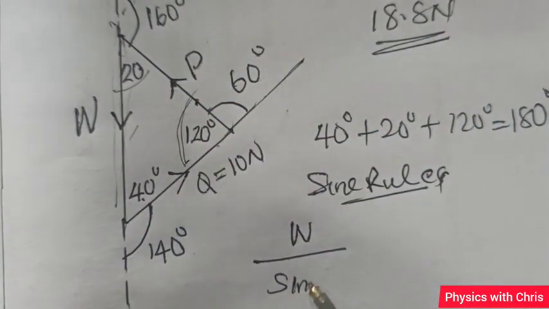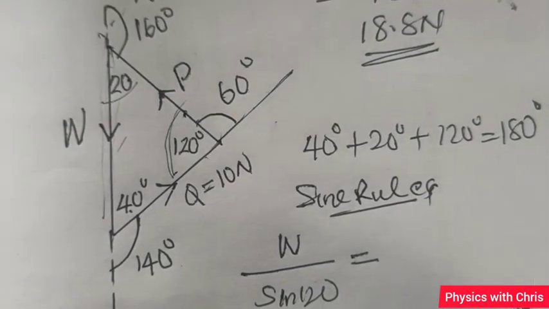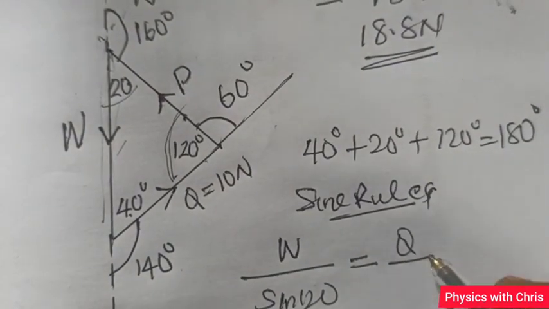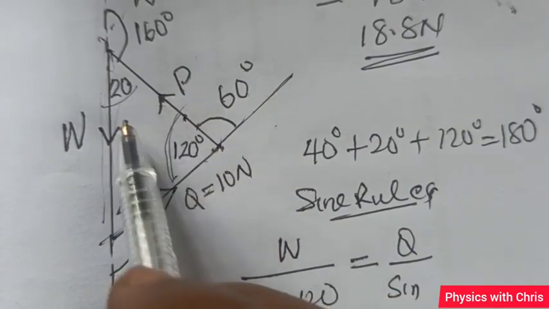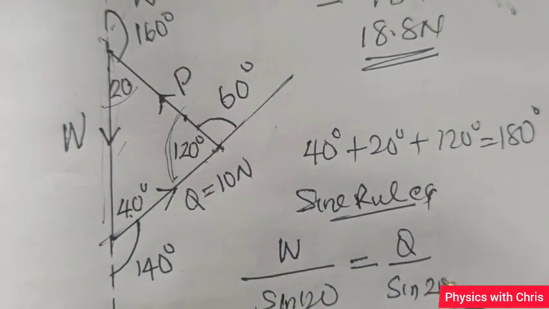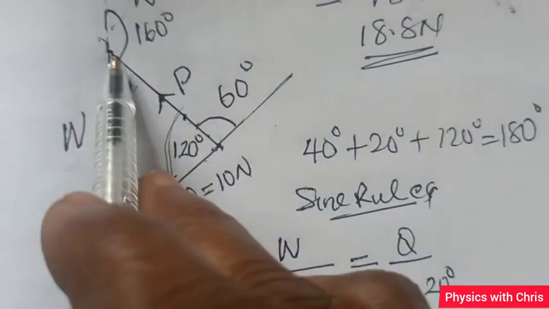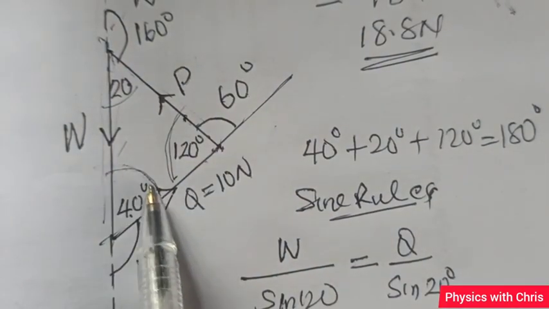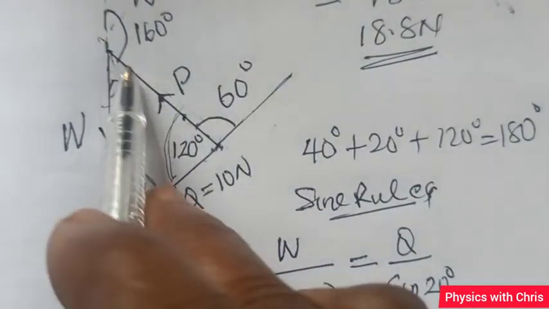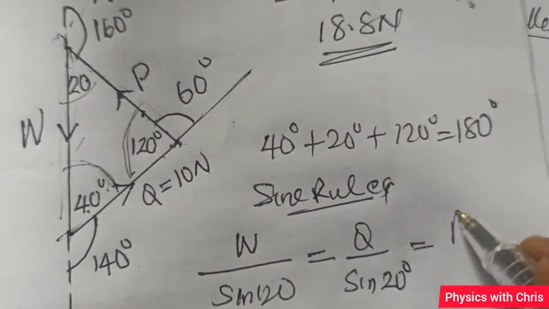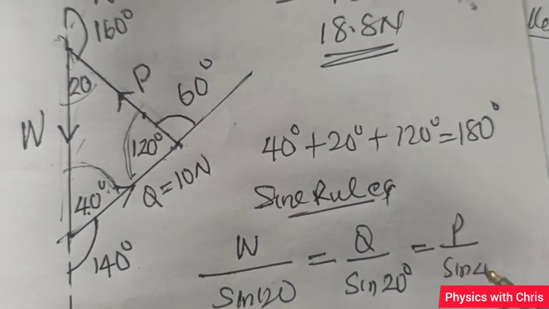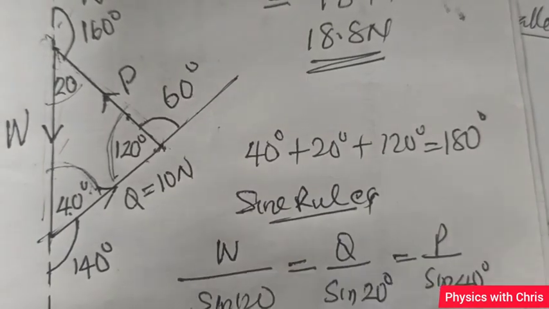So that is sine 120 is equal to, I can say, Q over sine. This side Q subtends angle 20 degrees. And then my side P subtends angle 40 degrees. You can see that this angle is opposite this side P. So side P subtends angle what? 40 degrees. That is equal to P over sine 40 degrees.